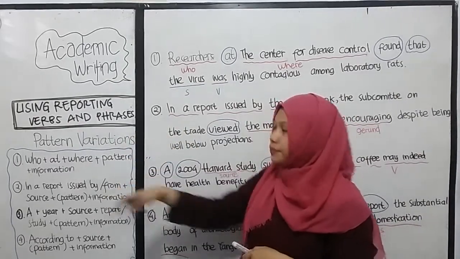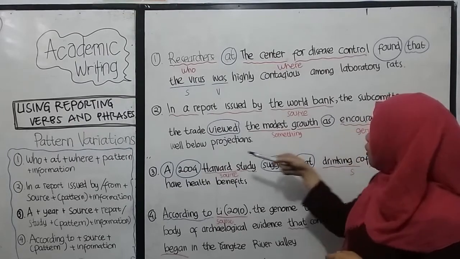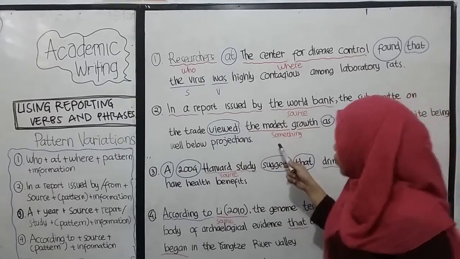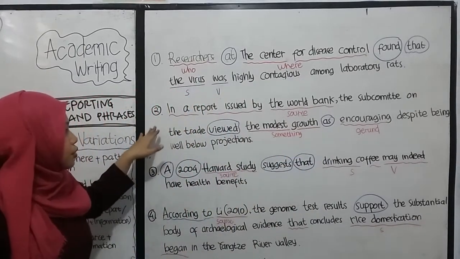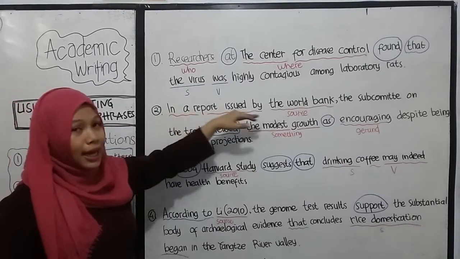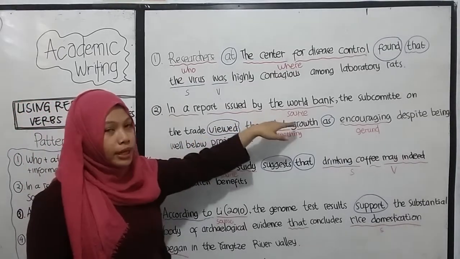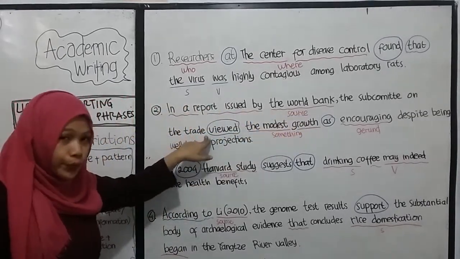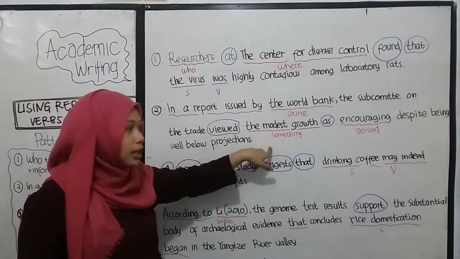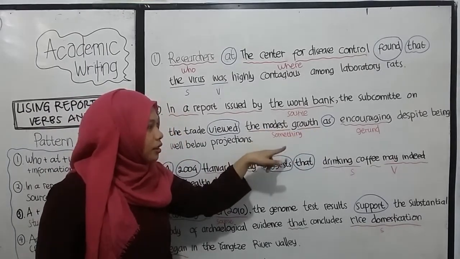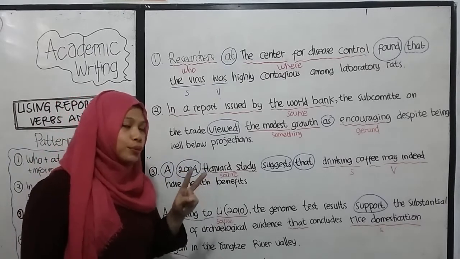An example for number 2. In a report issued by the World Bank, the subcommittee on trade viewed the modest growth as encouraging despite being well below projection. So we find in a report issued by as the formula of pattern variation number 2, the World Bank as the source, then viewed as the reporting verb, followed by something, as and an adjective. So this is pattern variation number 2 for using pattern 2.